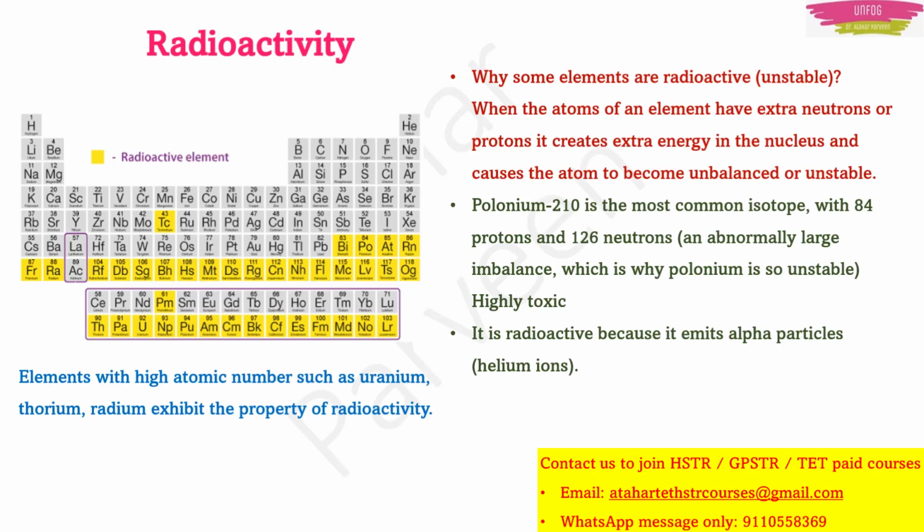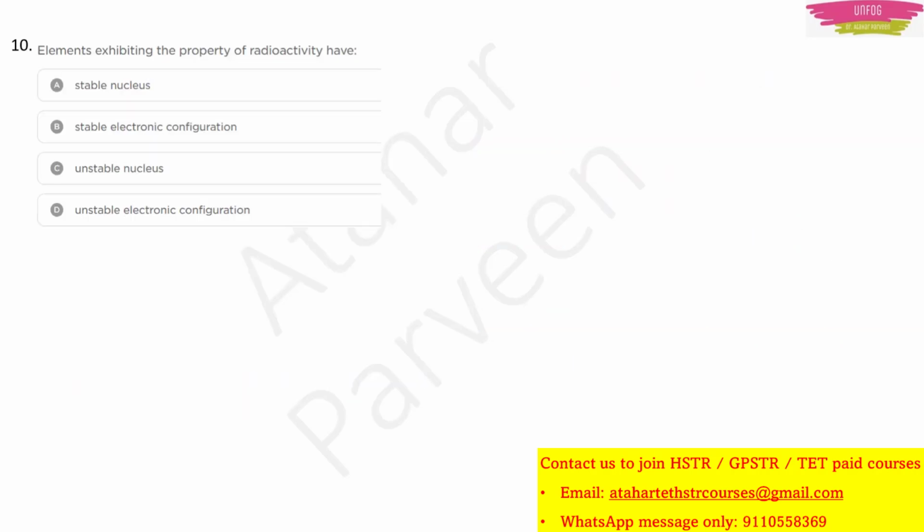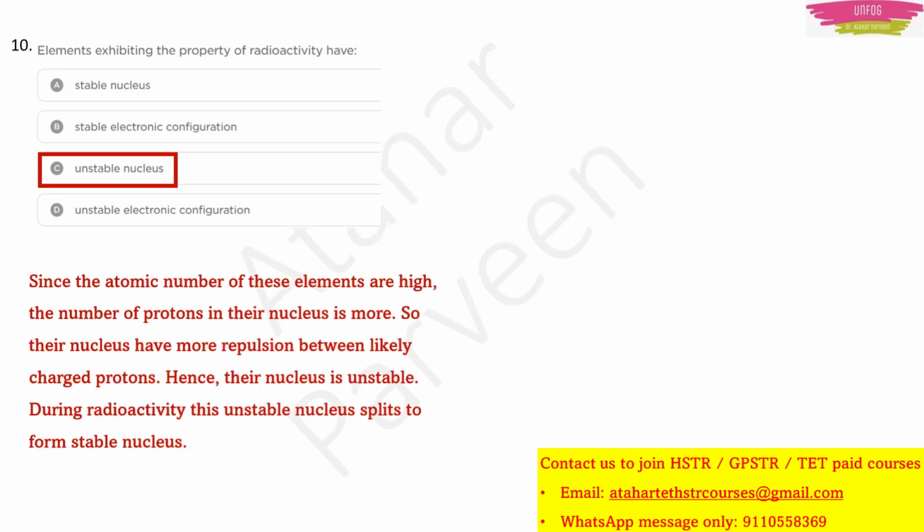Now let's see a few multiple choice questions based on radioactivity. The question is, elements exhibiting the property of radioactivity have, of course, an unstable nucleus. That's what we told, right? Since the atomic number of these elements is high. First of all, that we should remember. Radioactivity is exhibited only by the elements which have a high atomic number.